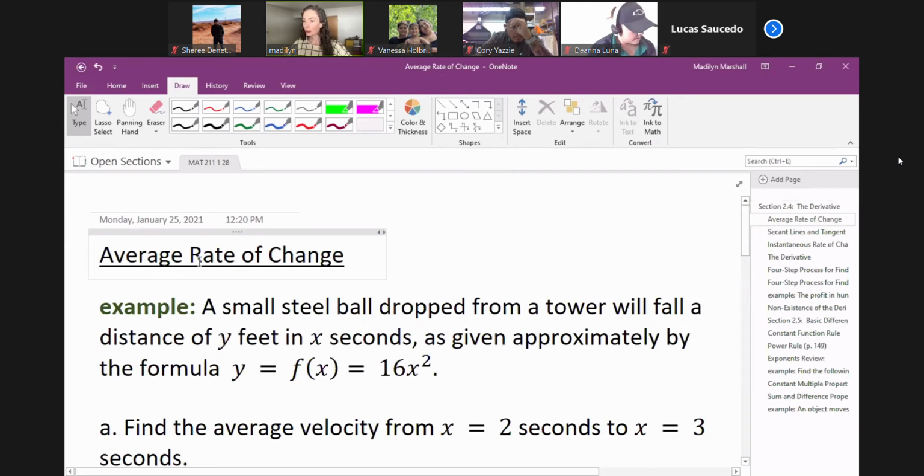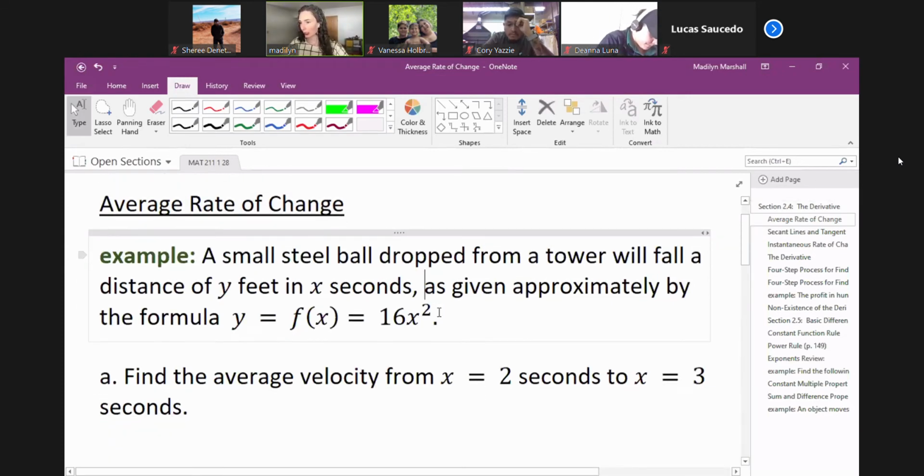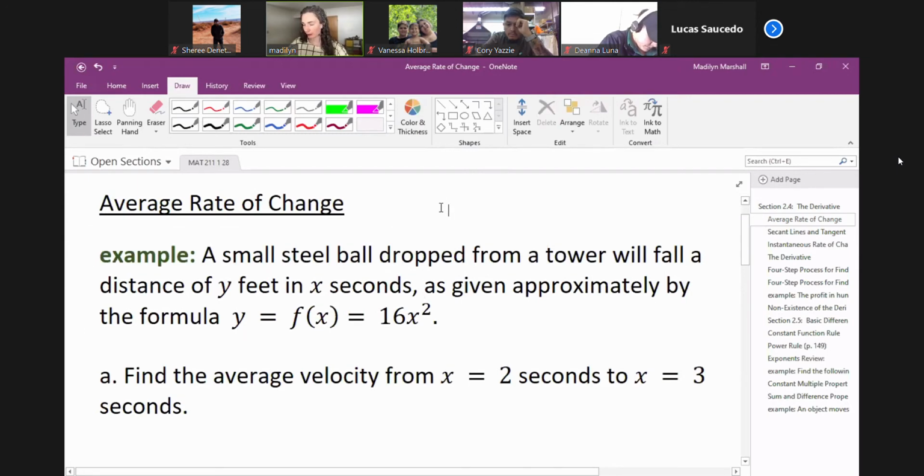We're first going to talk about average rate of change. So here is our first example. I'll give you a moment to go through this first.